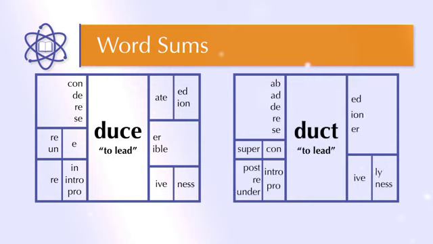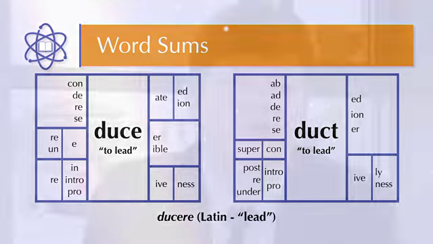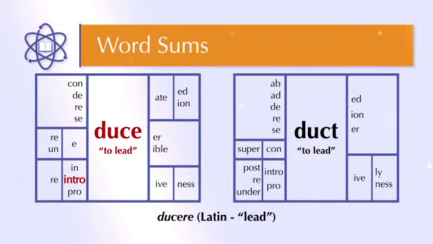The base DUCE has a twin base DUCT. They share a common root, ducere, which is Latin and means lead. These two bases come from that common root, and they give us a lot of words, all of which have a core meaning of lead. So you have words like introduce and introduction.